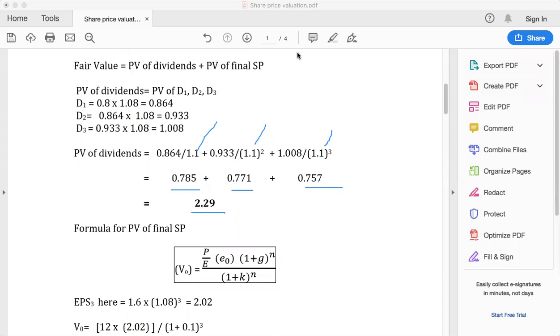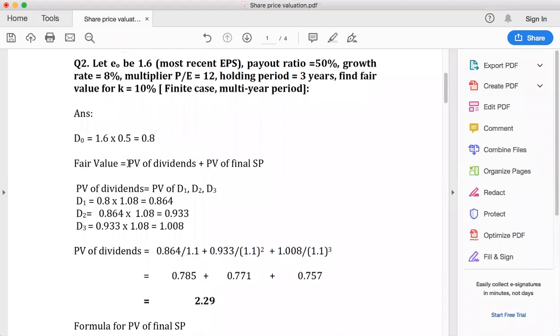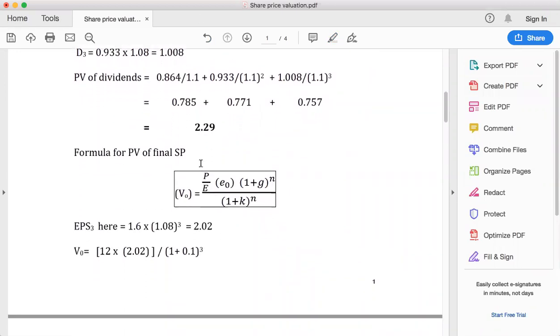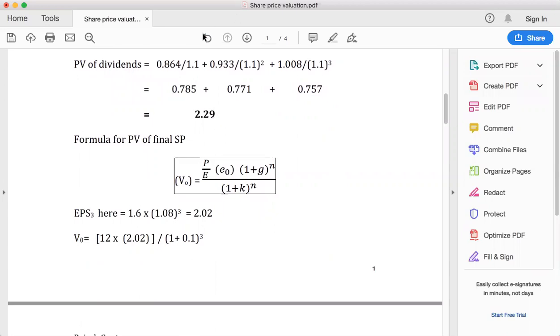So here what we have done, we have done this first part, present value of the dividend. This particular part we have already done. Okay, so let us move further to find the final selling price. So for the final selling price, the formula goes like this, right? V0 is the final selling price of this stock.